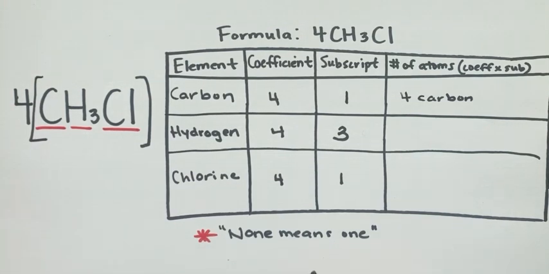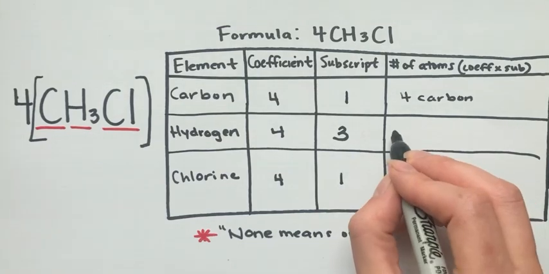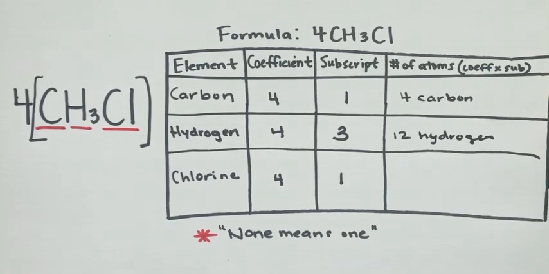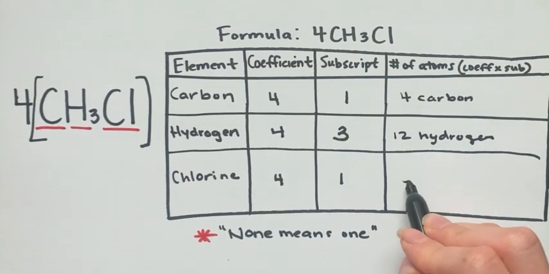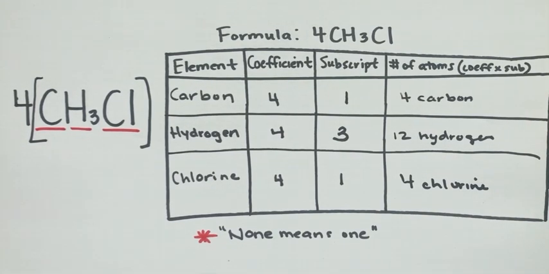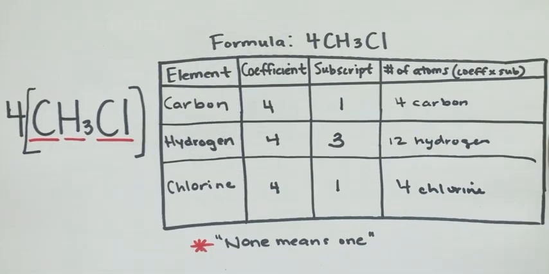The same is true for the next two. I'm going to take my coefficient, which is 4 for hydrogen. I'm going to multiply it by my subscript, which is 3, giving me 12 hydrogen atoms. Finally, let's look at our chlorine. I have a coefficient of 4, a subscript of 1, and a simple multiplication then tells me that I have 4 chlorine atoms present. And you will follow this exact same process anytime you want to determine the number of atoms that are present.